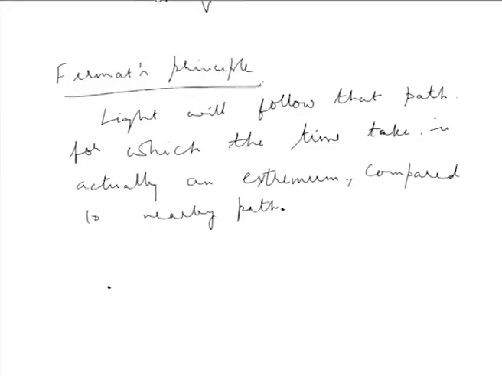Pictorially, how do I write that? I have point A and point B. Now, there are actually an infinite number of paths which connect point A and point B. What Fermat's principle tells is that light will follow that path for which the time taken is an extremum compared to these paths. It will follow the path which I have shown by a solid line, as opposed to the ones which I show by the dashed lines. That is how we know Fermat's principle now. This is actually a far-reaching consequence of the principle of least action, or again Hamilton's principle in mechanics.